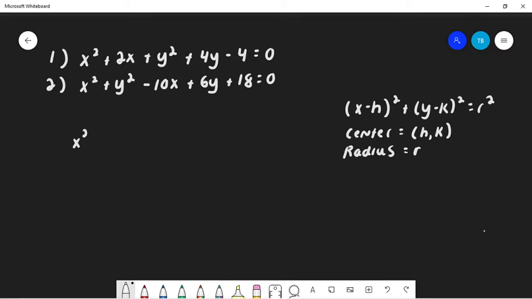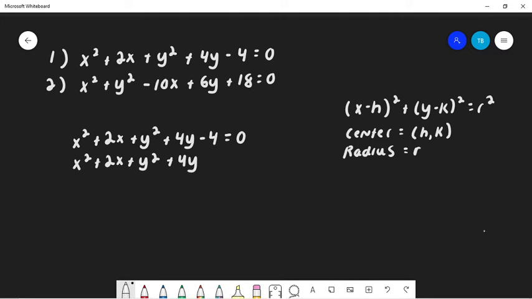So we have x² + 2x + y² + 4y − 4 = 0. Now the first thing that I like to do, it's not absolutely necessary that you do this first, but I usually like to move the constant term to the right-hand side of the equation to make things a little bit easier. So we're just going to add 4 to both sides of this equation. So we'll have x² + 2x + y² + 4y, and then adding 4 on both sides, that equals 4.